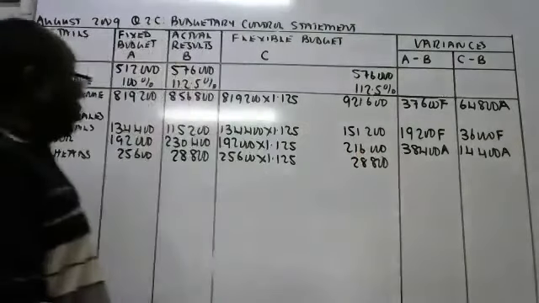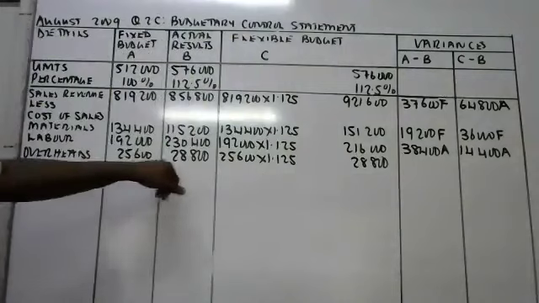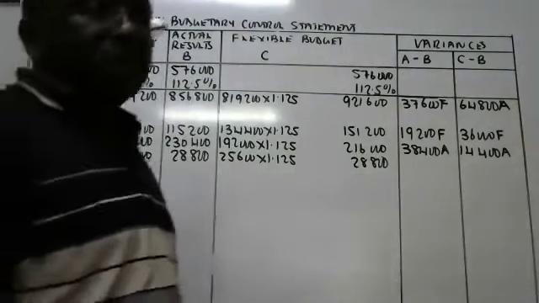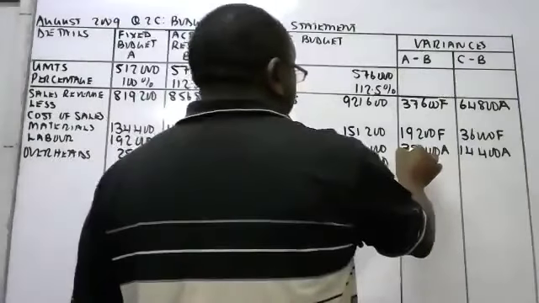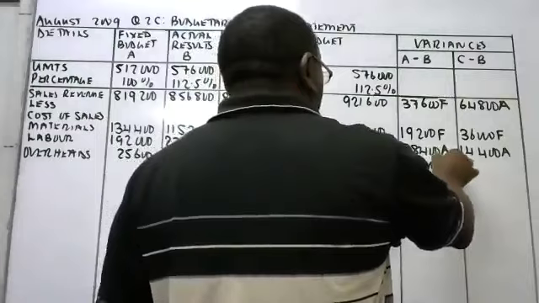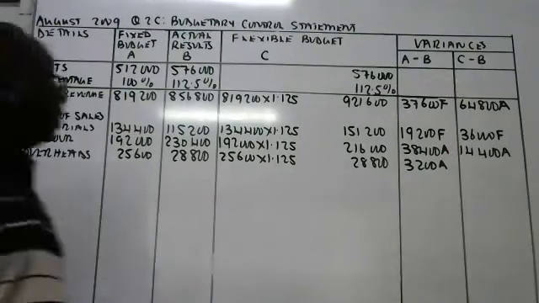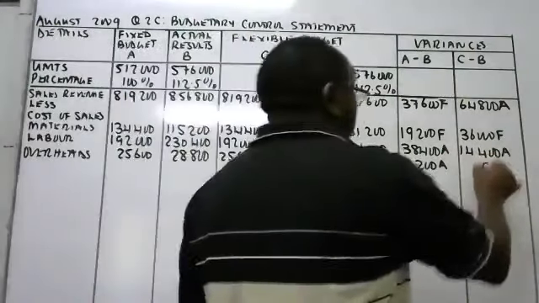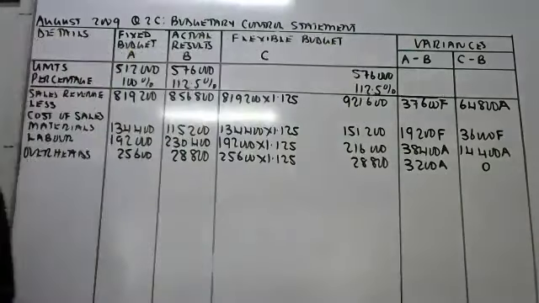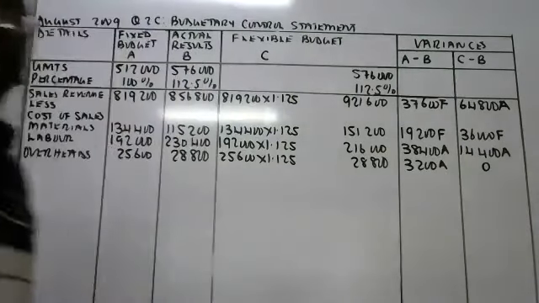28,800. So the first variance is between 25,600 and 28,800. That's 3,200. That one is adverse, because we spent more. And the other one is 0. So that one did not have a variance. Next, we have fixed labor costs.